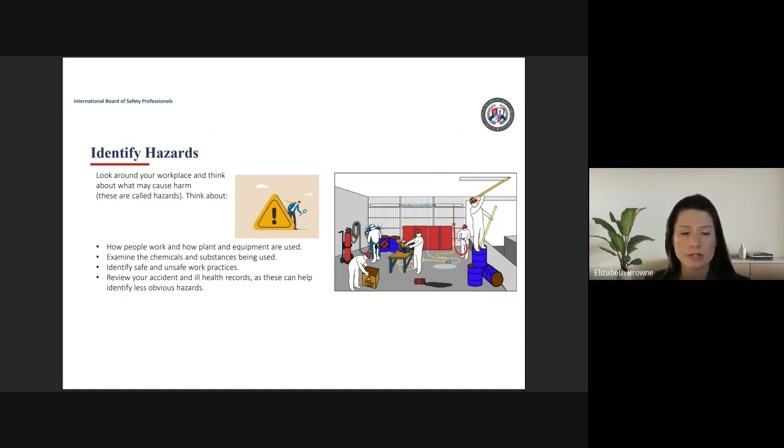Another proper way to assess risk is to look at our injury and illness logs, and also our near miss reports, to see what accidents have occurred. What are the frequencies of those accidents? Are there any trends that we can identify that we need to address? And then also do the same thing with near misses.